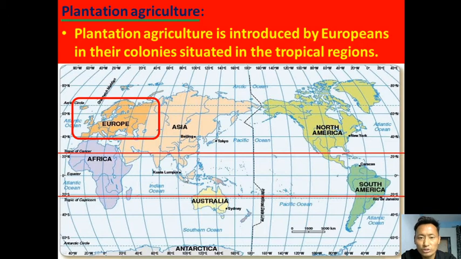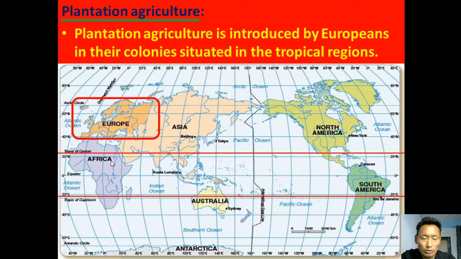Tropical region means we are talking about those countries which are located in between Tropic of Cancer and Tropic of Capricorn. So in between these two we have many countries. We have countries from Africa, South Asia and Southeast Asia, and some of the Latin American and South American countries. So plantation agriculture is introduced by European countries in their colonies.